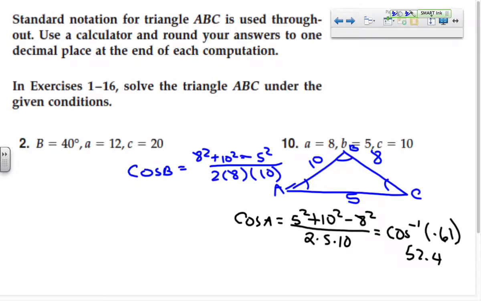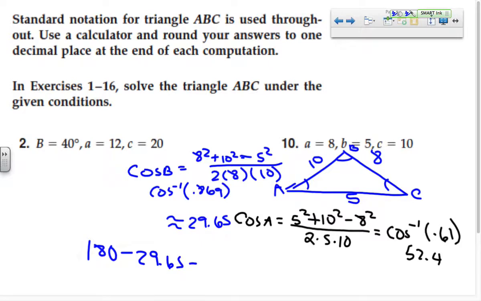Again, all the calculator stuff, the hard part is making sure it gets in the formula correctly. The one that's minus is the one that's opposite of the angle. Everything else is the other 2 sides. So this is going to be the cosine inverse of 0.869. That 0.869 came from this fraction. I take the inverse of it and I get approximately 29.65. Now to find my third angle, 180 minus 29.65 minus 52.4 is going to equal 97.94.